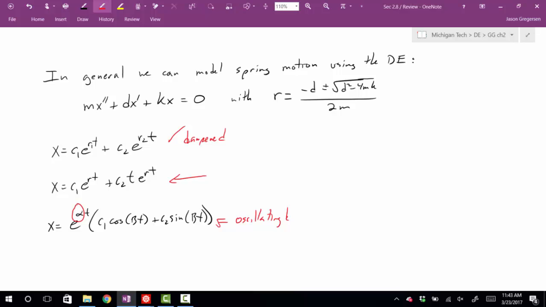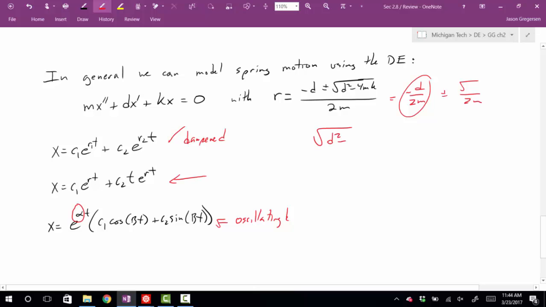Well, where does alpha come from in that quadratic formula? Alpha comes from, if you rewrite this as negative d over 2m, right? And then you have the plus or minus the root stuff over 2m. This is our alpha. And once again, if d is positive and m is positive, this value is going to be negative. So we're going to have that negative alpha. Now, what determines whether we're in one of these cases? It's the d squared minus 4mk piece, right?